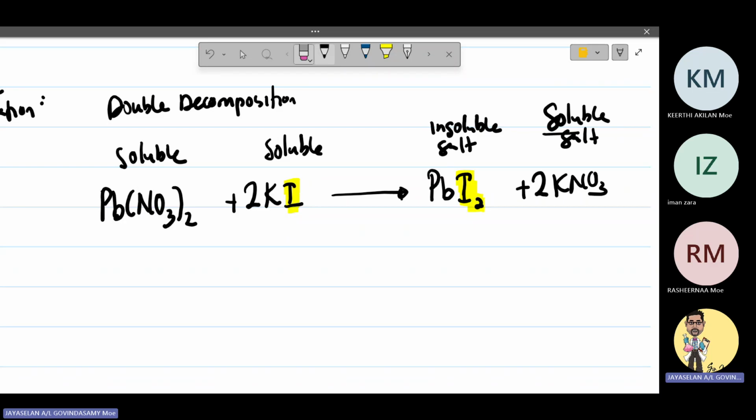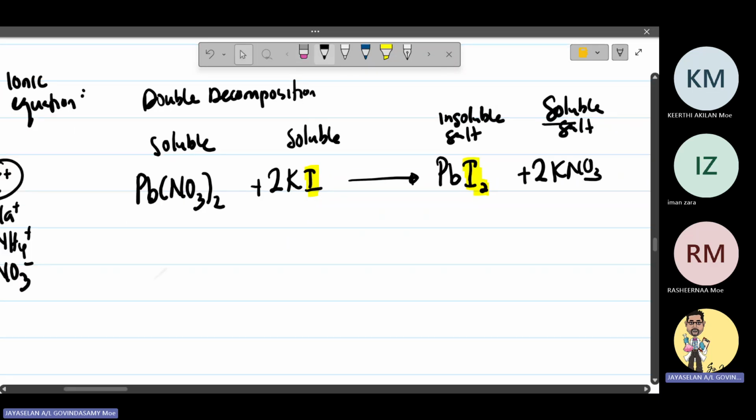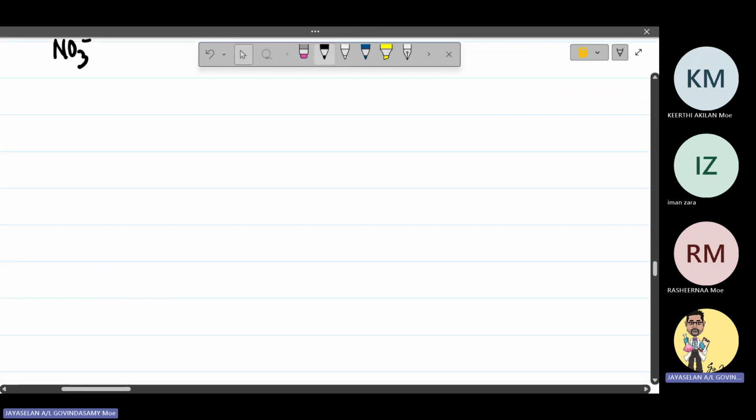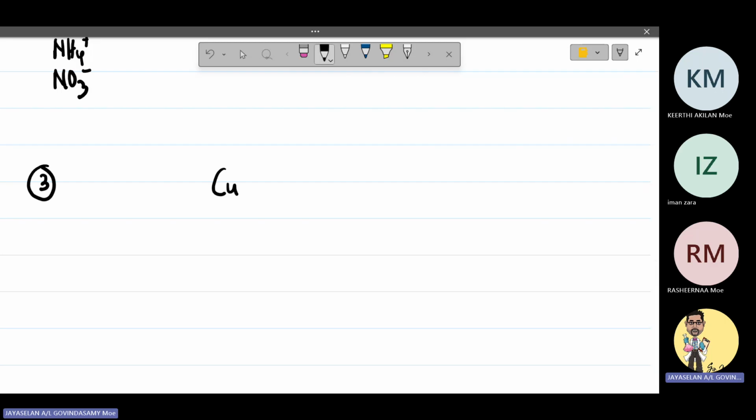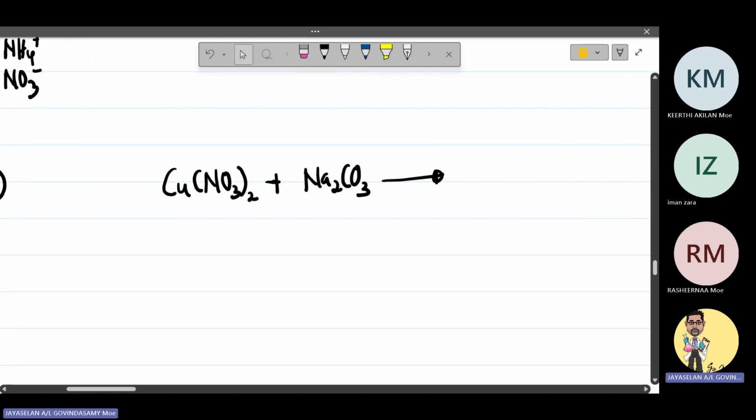Okay, now I want y'all to do an ionic equation. I want y'all to do one equation. See Number 3, y'all do it. This one is also very famous. Copper 2 nitrate reacts with sodium carbonate. Try to get its products, and which one is insoluble?